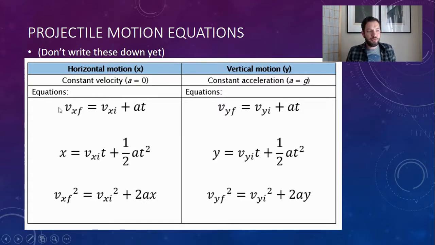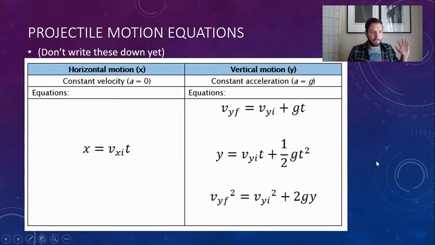What that's going to do for these x equations is it's going to mean that this first equation is sort of useless. It's obvious. It's telling us that our final x velocity is equal to our initial x velocity. We already know that. Same thing with this third one. So a lot of this is going to vanish except for this middle equation.